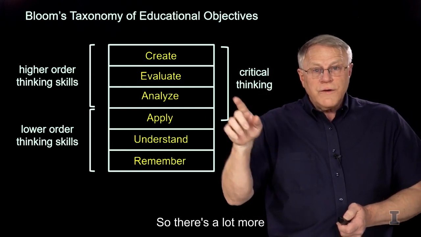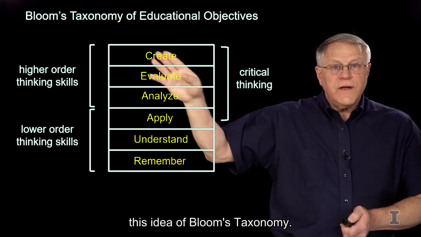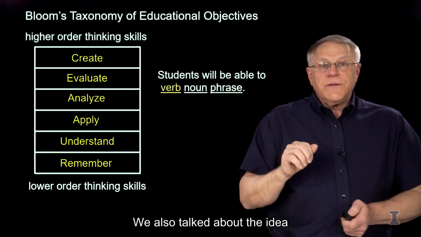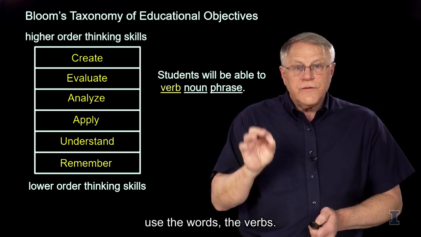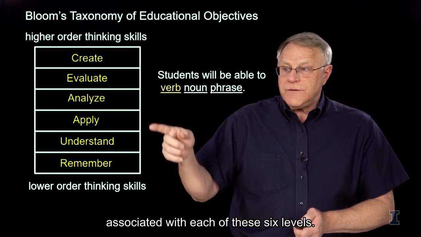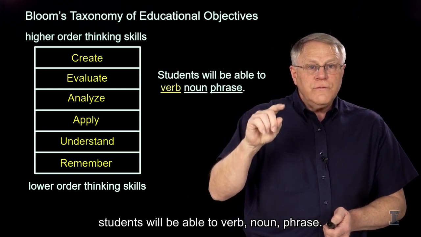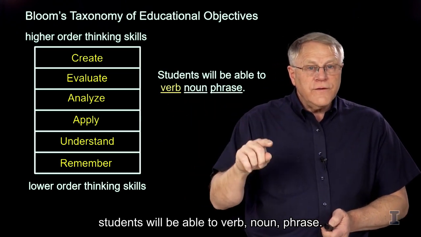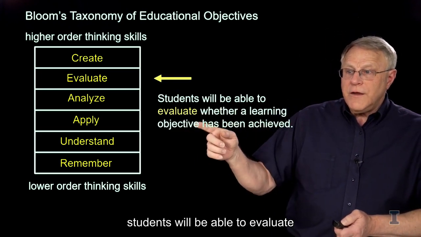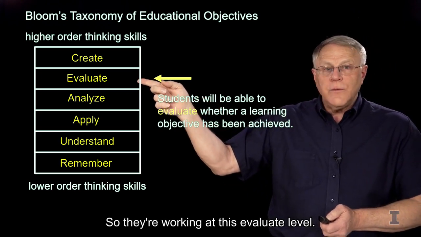So there's a lot more than simply these 6 layers of Bloom's taxonomy and how you think about it. We also talked about the idea that you literally use the verbs, go back to those lists of verbs associated with each of these 6 levels, and write out your learning objectives. Students will be able to verb, noun, phrase. As an example, students will be able to evaluate whether a learning objective has been achieved. So they're working at this evaluate level.